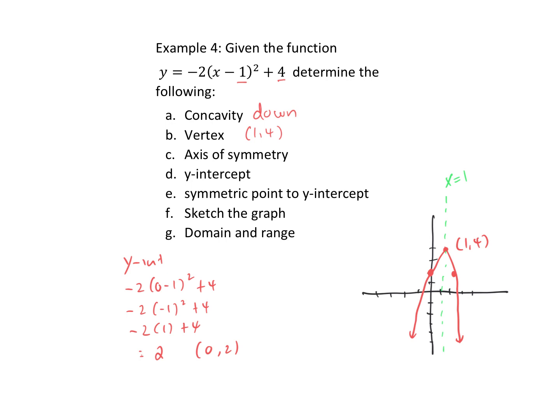And then finally, the domain is any real number. And the range, this time we have a high point, so the range is going to be below this point, which has a high point of 4. So it's anything below 4.